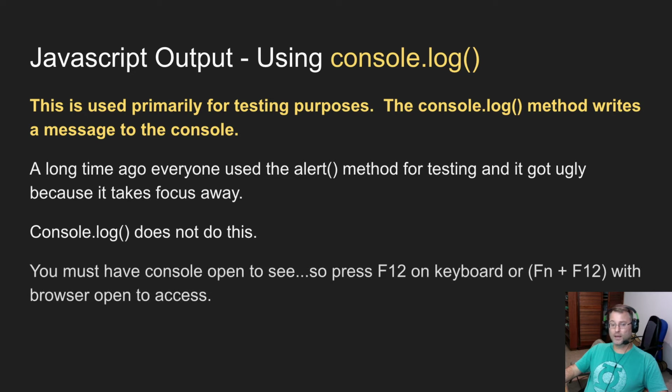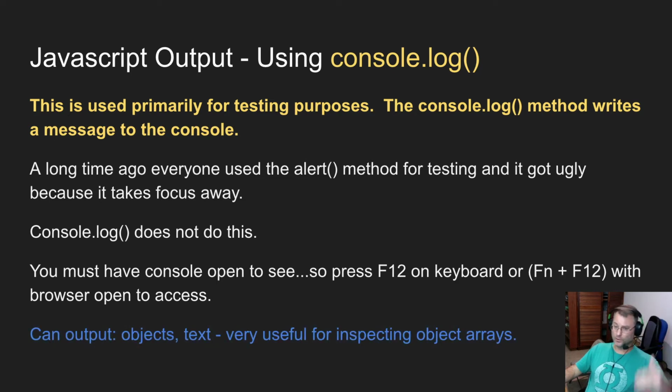And you can use it to evaluate. Now, the way you use the console is you have your browser window open, and you're going to press F12 on the keyboard, or if you're on a Mac, you'd use the function F12. And with the browser open, when you do that, that will bring up the console. And we're going to demonstrate all of this in a minute. We're going to walk through these different abilities. So you can output objects and text, and it's very useful for inspecting object arrays.